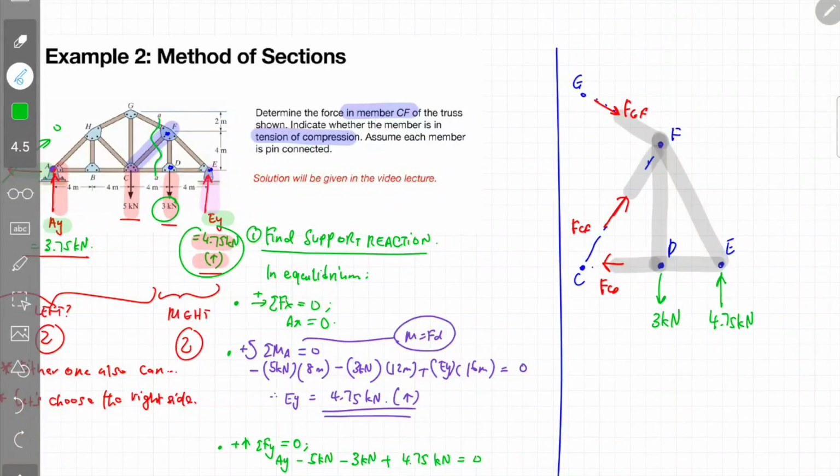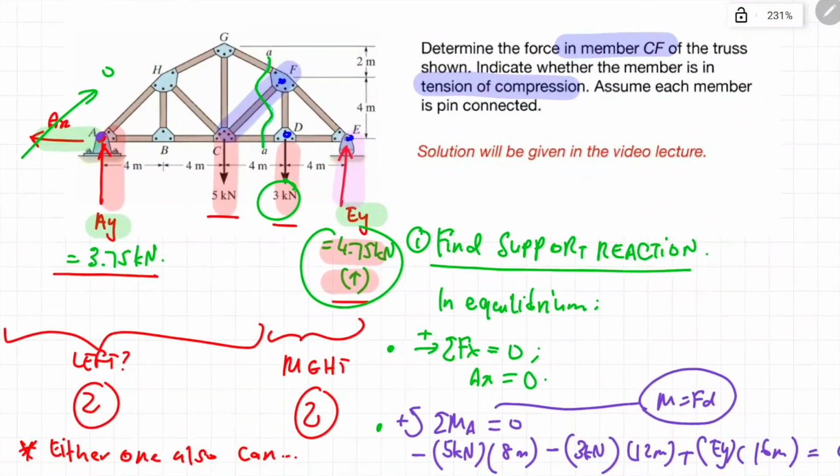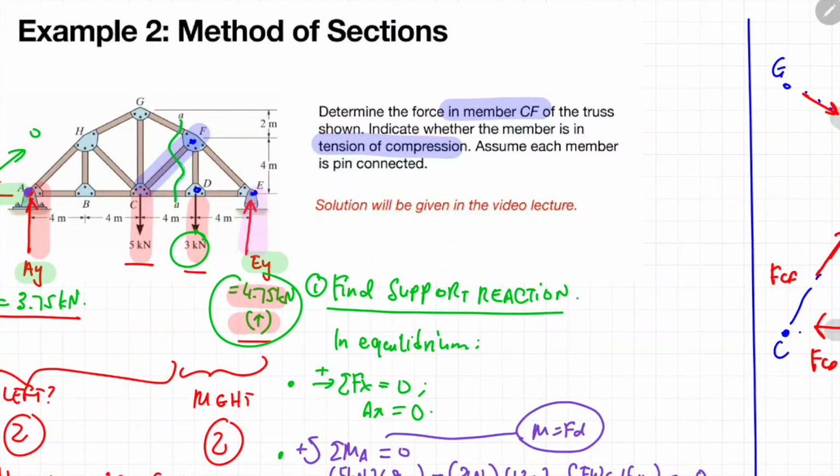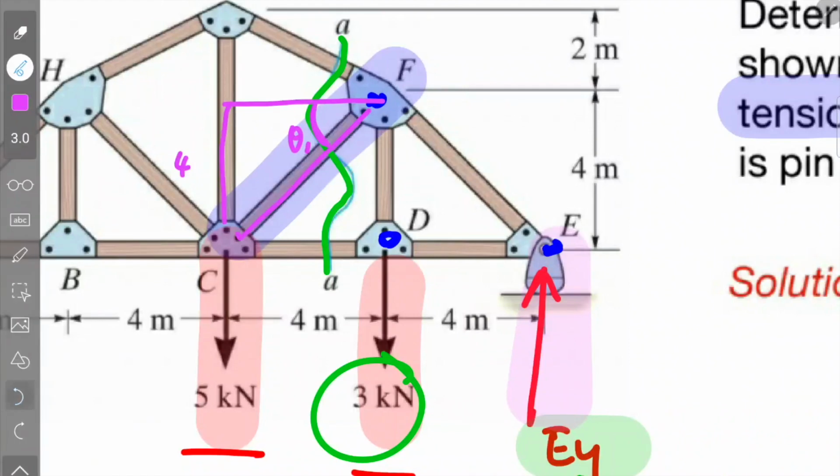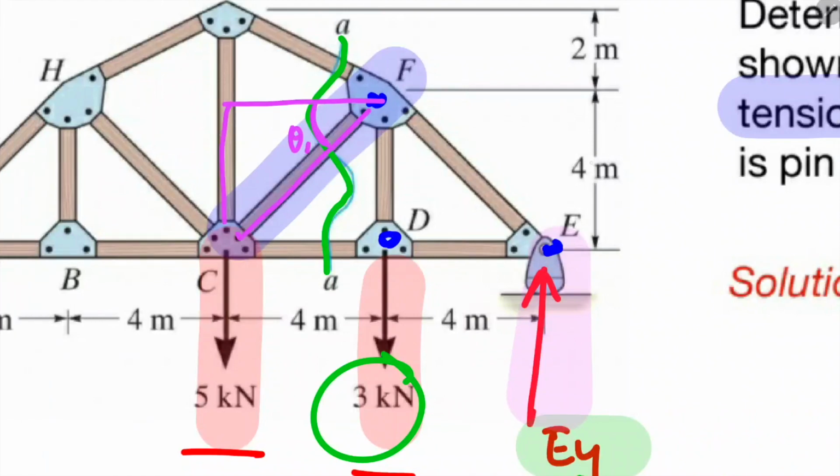Okay, as there are multiple forces in this particular section, we have to find the angle between the members so that we can resolve the forces into equivalent X and Y directions, okay? So if I were to sketch the triangle at this particular area, and I'm going to call this angle theta 1, we know the distance over here is 4 meter and the distance over here is also 4 meter.